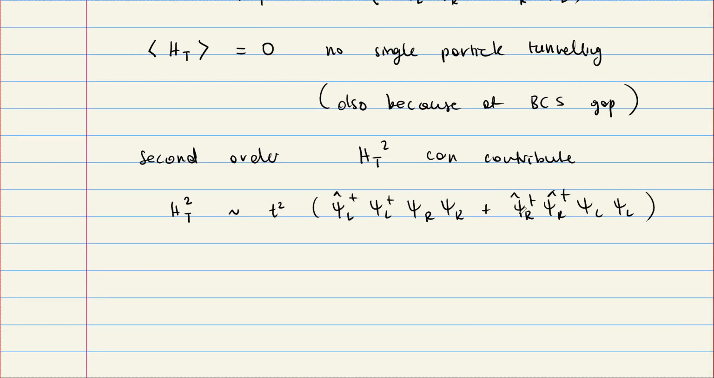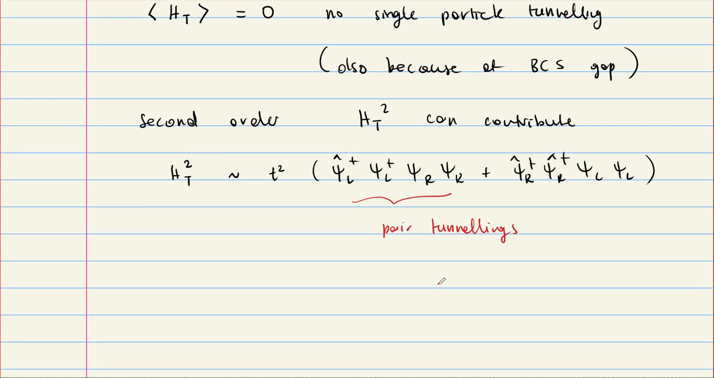And you can see this corresponds to taking a pair from the right superconductor and putting it to the left, or taking a pair from the left superconductor and putting it to the right. So these are pair tunnelings. At least that's how Josephson came up with his effect. He considered these tunneling matrix elements and he calculated these things carefully. But we don't have to do that.